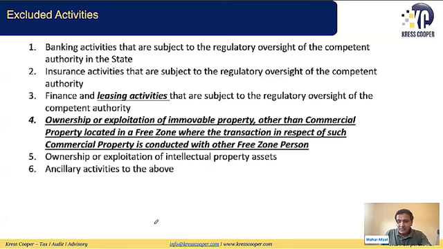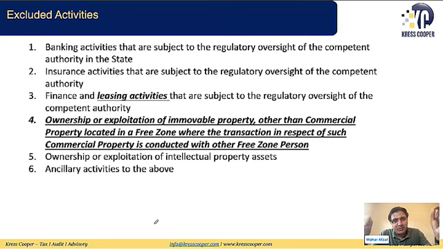So, as I discussed in the very beginning, if the developer, contractor, subcontractor, or broker is a qualifying free zone person, there is only one stream where they can earn qualifying income, and that is related to real estate property, namely commercial property located within the free zone. The transaction is made with another free zone person. That property is being used for commercial purposes. That property has never been used for residential or accommodation purposes. There is only one leg. Other than this, ownership and exploitation of immovable property is an excluded activity.